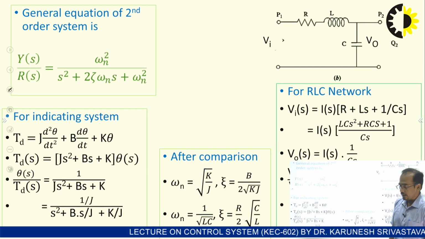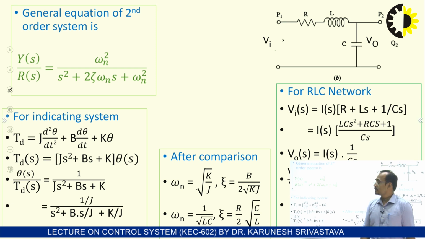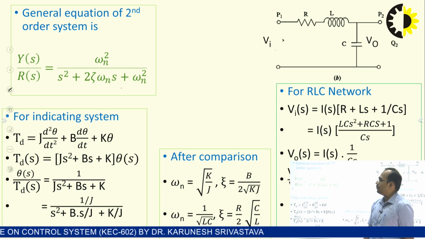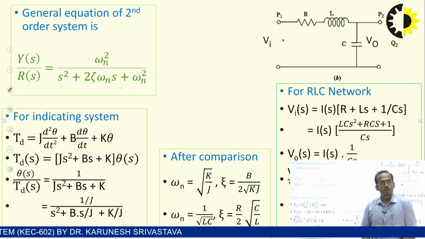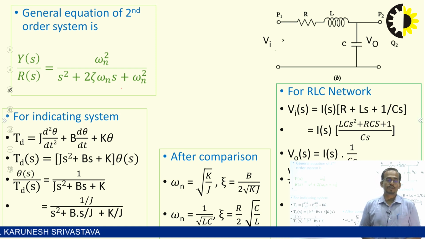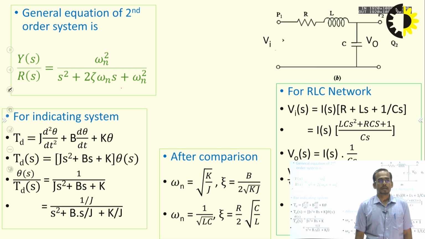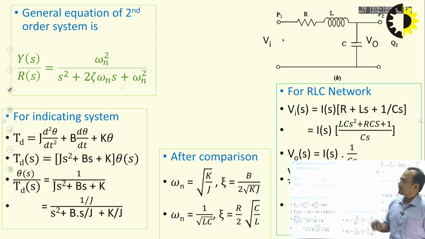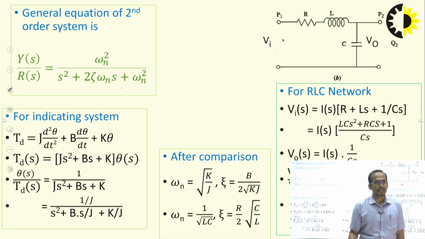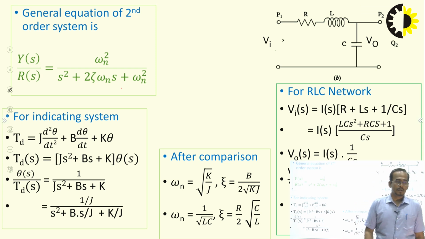Now coming to the general equation of the second order system. This is the general equation: Y(s)/R(s) is equal to omega n square upon s square plus 2 zeta omega n s plus omega n square. Parameters like natural frequency and damping factor of any system, mechanical or electrical, you have to just compare with this standard format.